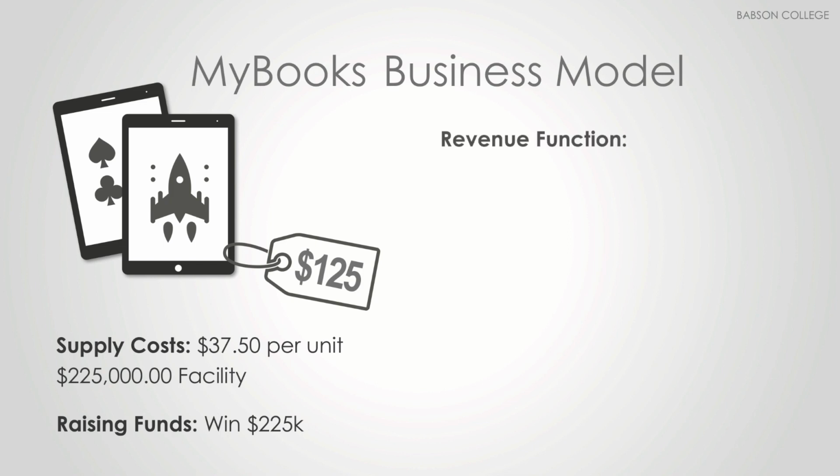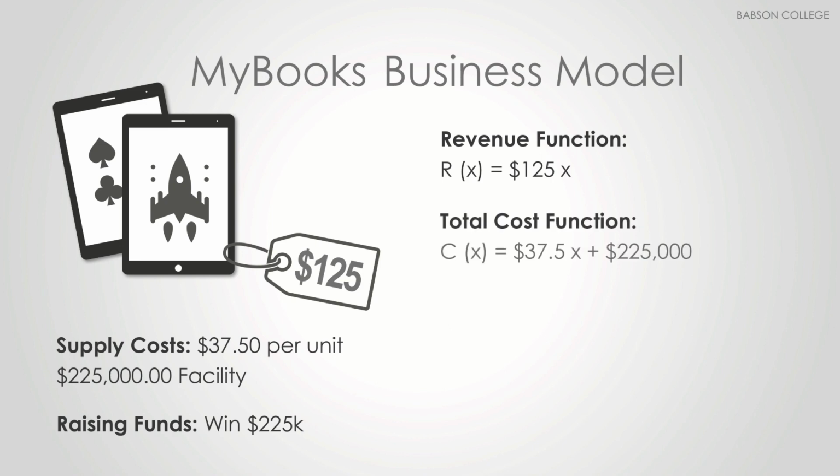First, we start with the revenue function. Here, the total revenue for the venture will be $125 times each unit sold X, as you can see here. Next, we will look at the total cost function. Here, each unit will cost $37.50 plus the $225,000 fixed cost or investment to launch this venture.